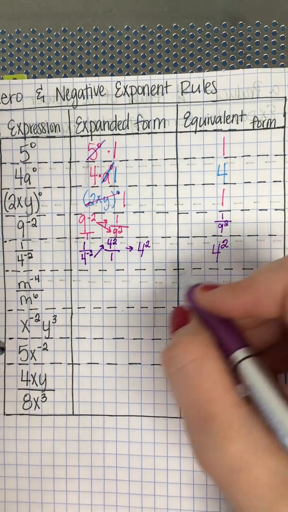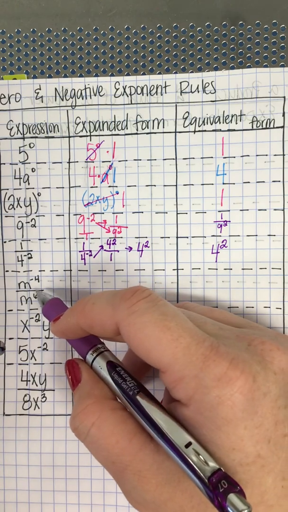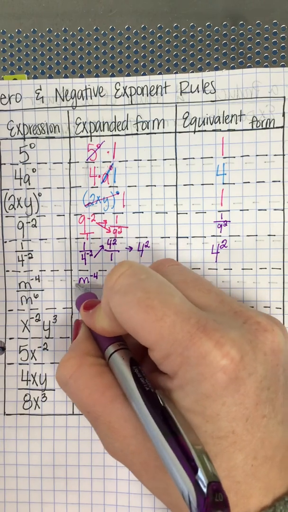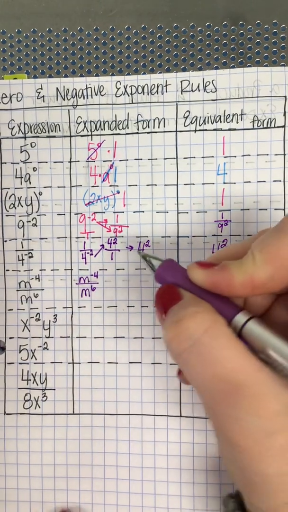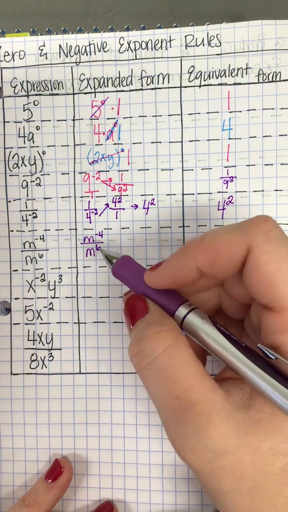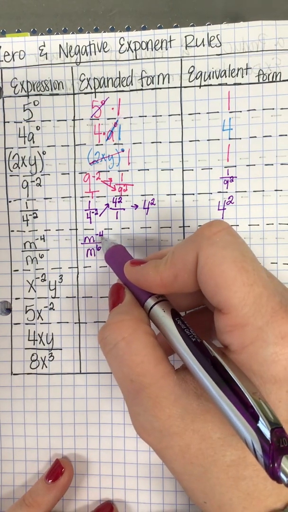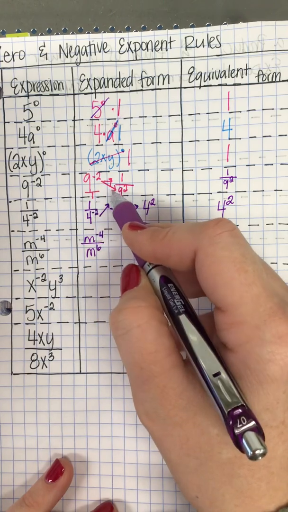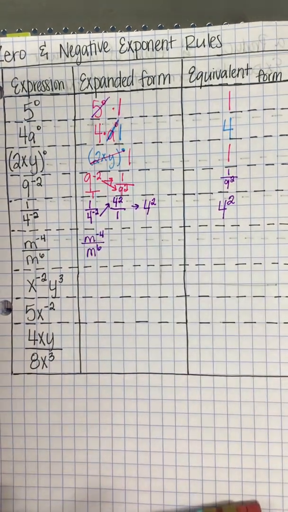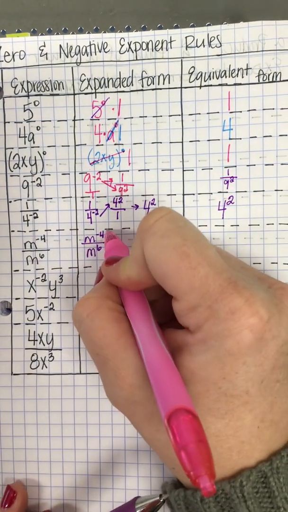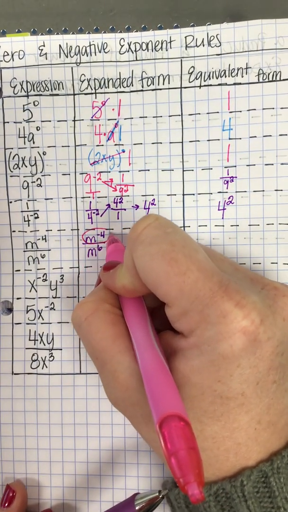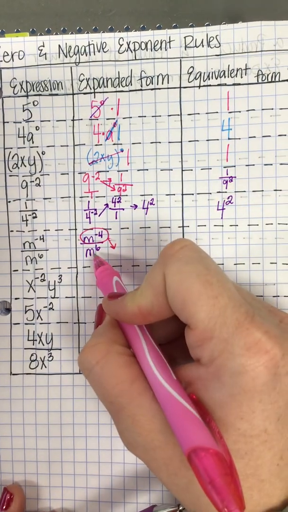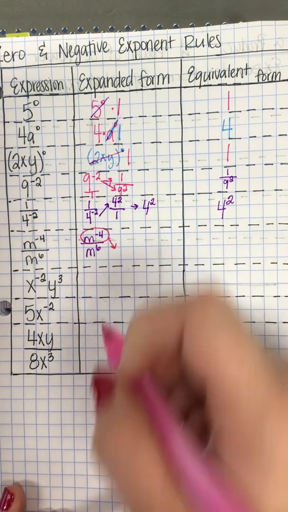Okay. Now let's get into some variables. So I have m to the negative 4, divided by m to the 6th. When you have a negative exponent, remember if it was by itself, that information moves to the bottom. Well, this m to the negative 4th is what has a negative exponent, so that needs to move to the bottom. Well, there's already an m to the 6th down there.